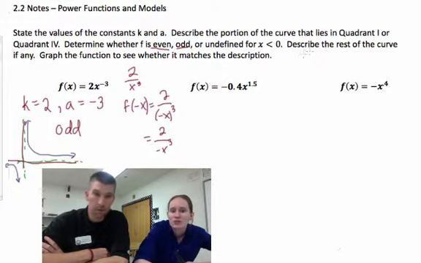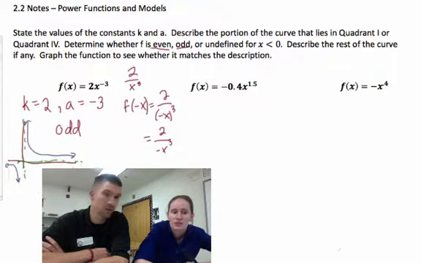Describe the rest of the curve, if any. Graph the function to see whether it matches the description. I think we did that and we described it, so I think we're okay. You'd be better off having a graph of the whole thing, a little bit bigger graph. That would have been nice, but oh well. That's what they're wanting us to do.